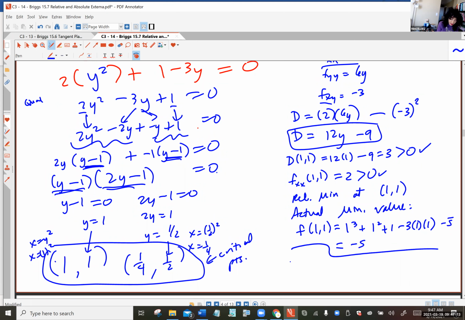But we're not done because now we have to test the other point, (1/4, 1/2). And then I guess I'll finish it there. We don't have time for you to work on something. We'll start next week with that. So D evaluated at the point (1/4, 1/2) is 12y, 12 times a half, minus 9. But that's 6 minus 9, which is negative 3. Oh, but negative 3 is a number less than 0.